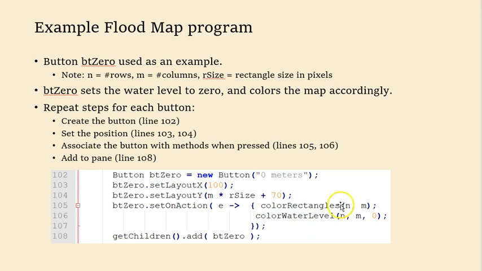And then I have created two methods. One is to color the rectangles based on their elevation, and one is to color the rectangles based on the water level. And because BT0 has a water level of 0, I put a 0 in there. But that's how straightforward it is to set some kind of an action for a button. Anything can become a button. Instead of setOnAction, it's onMousePressed and onMouseReleased. We'll see those examples later.